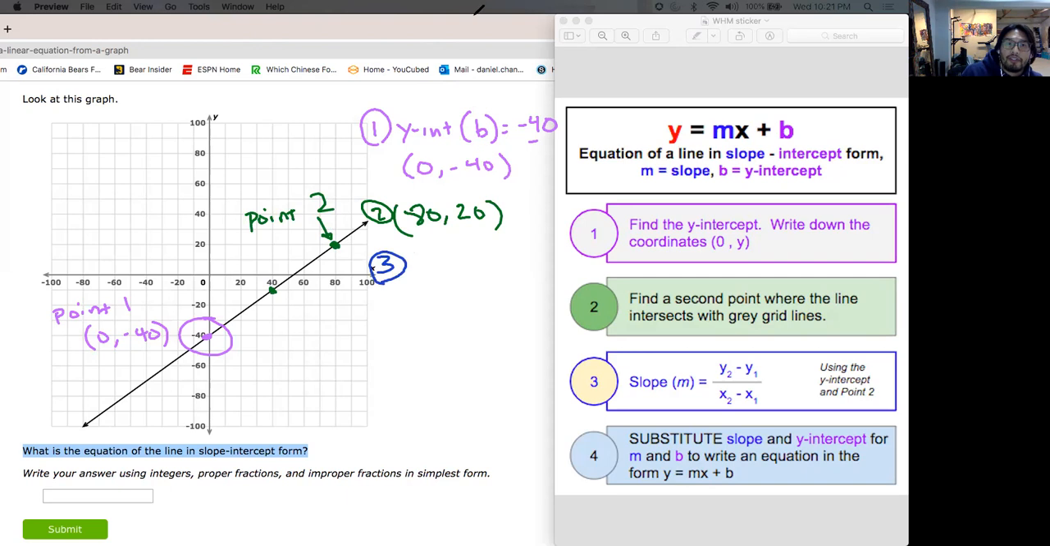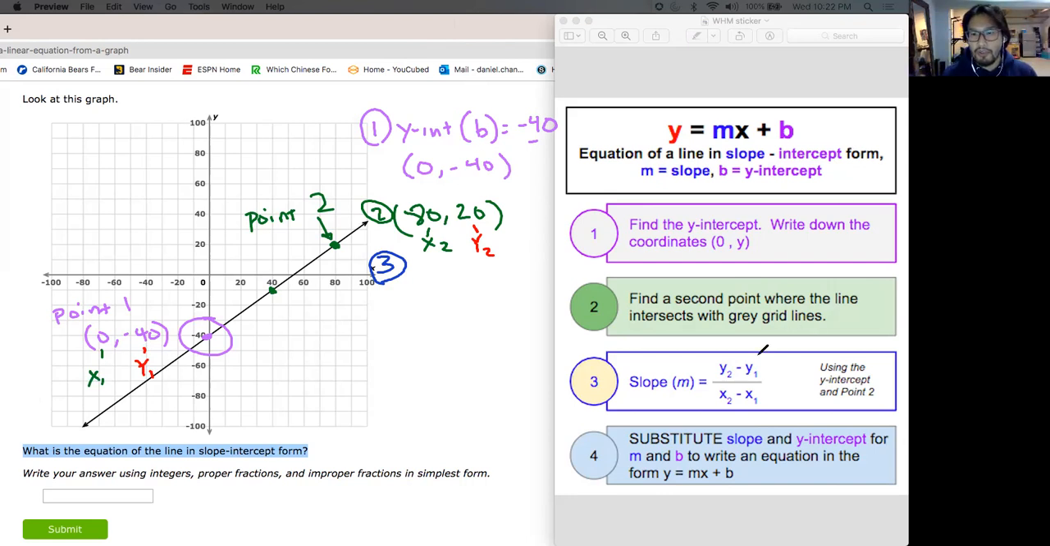And once again, so point 2, the 80 is going to be my x coordinate of point 2. I'm labeling all of the points, all the coordinates. The 20 is my y coordinate for point 2. That's what y2 means. And then over here, negative 40 is the y coordinate of point 1, and 0 is the x coordinate of point 1. So I've got all my points labeled. I'm going to go calculate the slope.